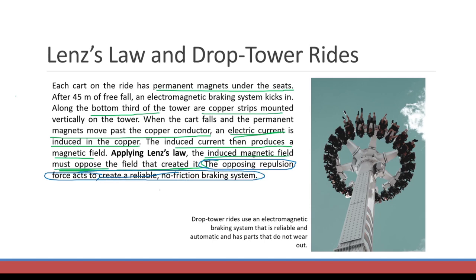So that's the key. Because of that, this electromagnetic braking system is able to work automatically, and it doesn't wear out. Magnets don't wear out, whereas with some sort of brake pads, you'd have to replace them and monitor them. But the way these magnets work is they work naturally and there's no wear and tear on them, which is really amazing.